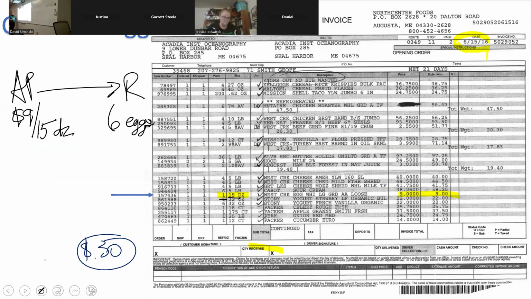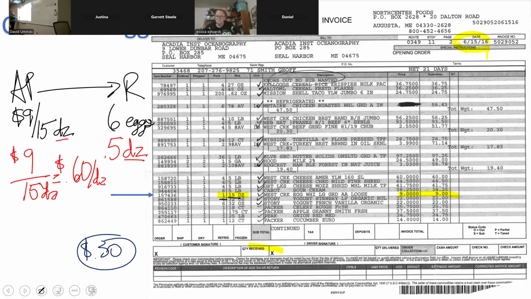Okay. So an alternate way. How many dozen is 6 eggs? It's half a dozen, right? So if we do 0.5 of a dozen, now our units match. So if we do $9 divided by 15 dozen, that's going to equal 60 cents per dozen, multiplied by 0.5, and that gives us 30 cents.